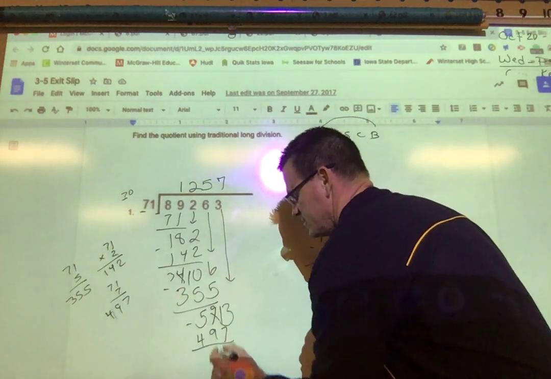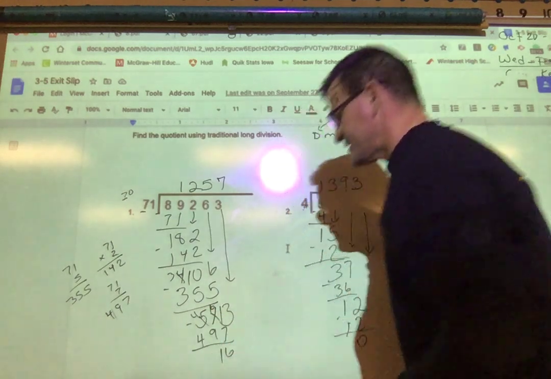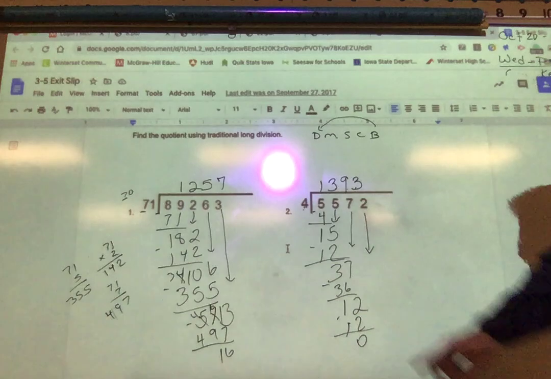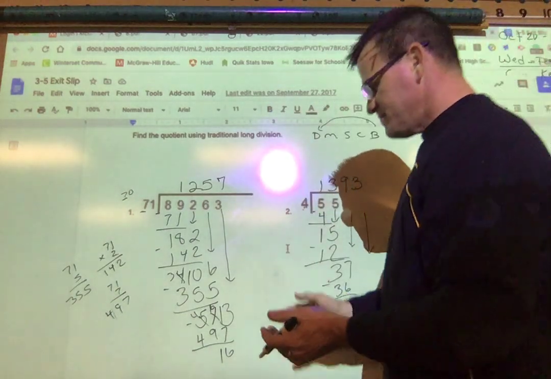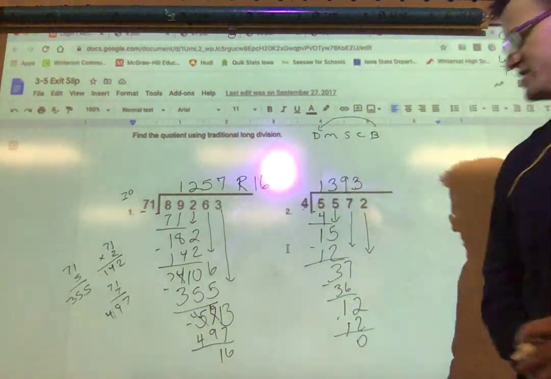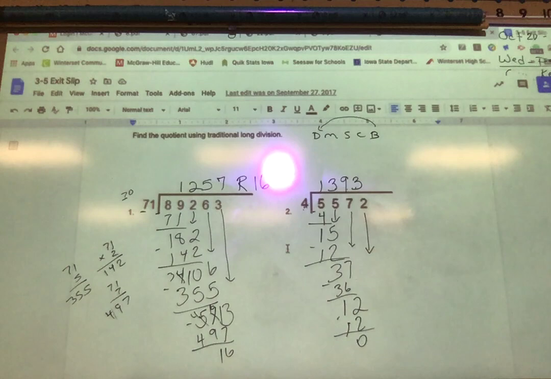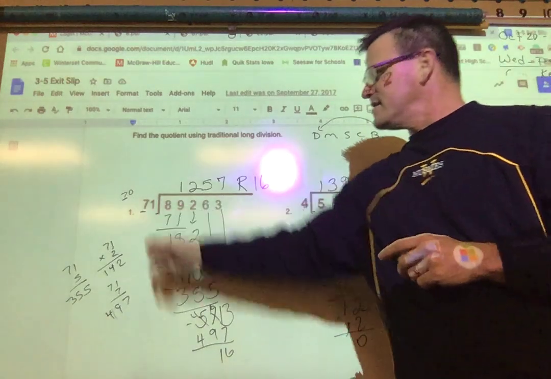Subtract. Got to do some decomposing of the units of higher value there. And I get 16 left. We talked about how you can put a decimal and a 0 and keep going like we had to on the top problem. But for here, we're just going to put remainder 16. We're really just working on double-digit division here. And so these are a couple of examples of how we can do traditional long division, single-digit and double-digit divisors.